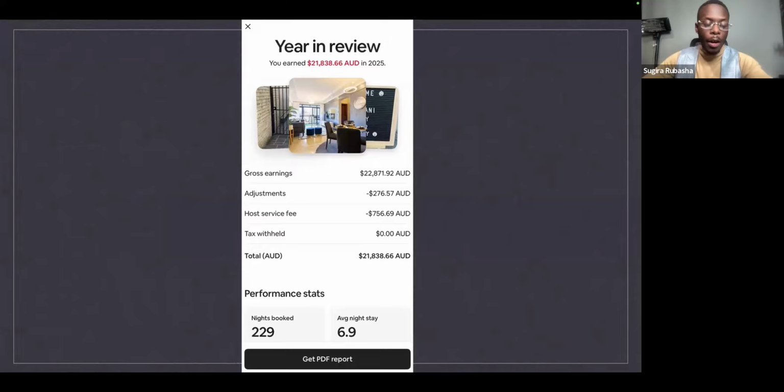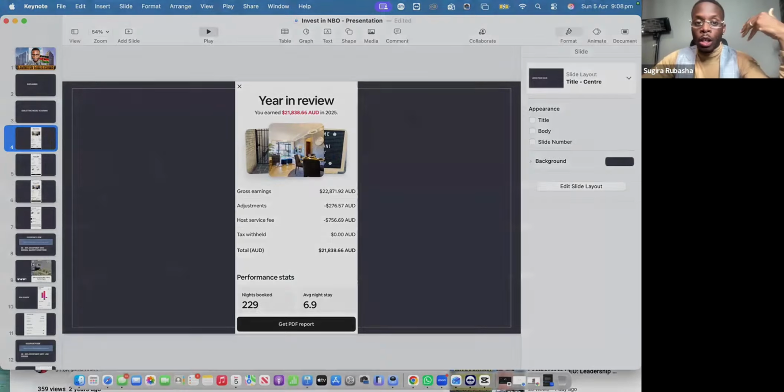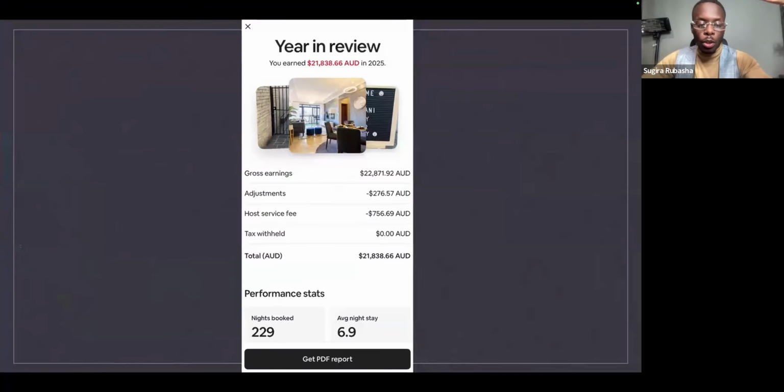So this is actually our Airbnb. We have two, and I'll show you. These are one in Australia and one in Kenya. So as you can see here, you earn $21,838 through Airbnb, right? Just through having a property. And actually, one of them we don't own. We're just renting it out, because we pay rent and then rent it out. And the other one is owned, which is in Nairobi, right? So these are actual screenshots, and I'll take you guys through this.